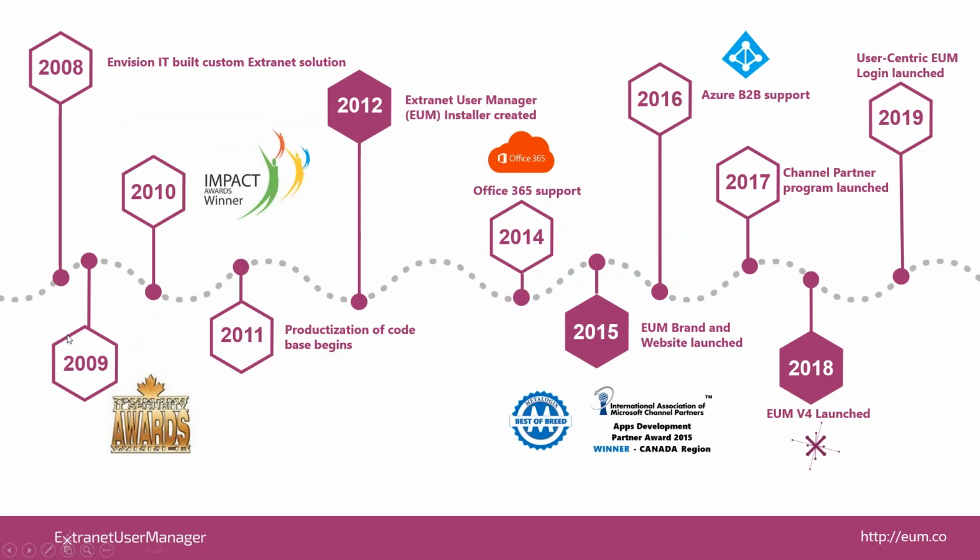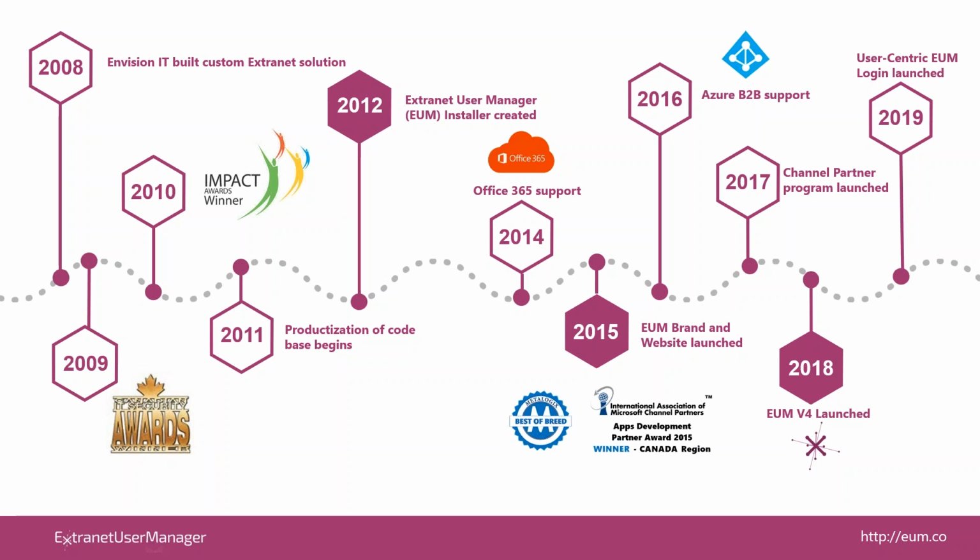For those of you not familiar with Extranet User Manager, quick history: it goes back quite a few years. It began as a product that Envision IT created for a number of its clients, and then a few years back we morphed it out and created its own brand around Extranet User Manager. We launched Azure B2B support in 2016. It really didn't hit its stride though until version 4 came out and the Graph API for Microsoft evolved around B2B. And that's really what we're going to focus on today.